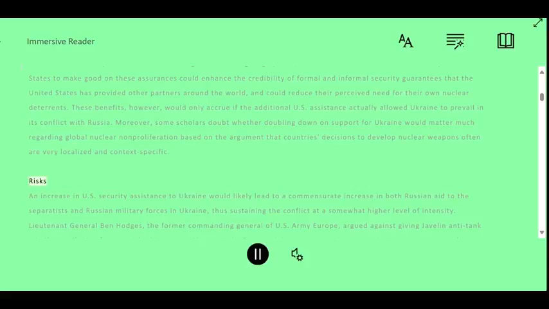Risks. An increase in U.S. security assistance to Ukraine would likely lead to a commensurate increase in both Russian aid to the separatists and Russian military forces in Ukraine, thus sustaining the conflict at a somewhat higher level of intensity.